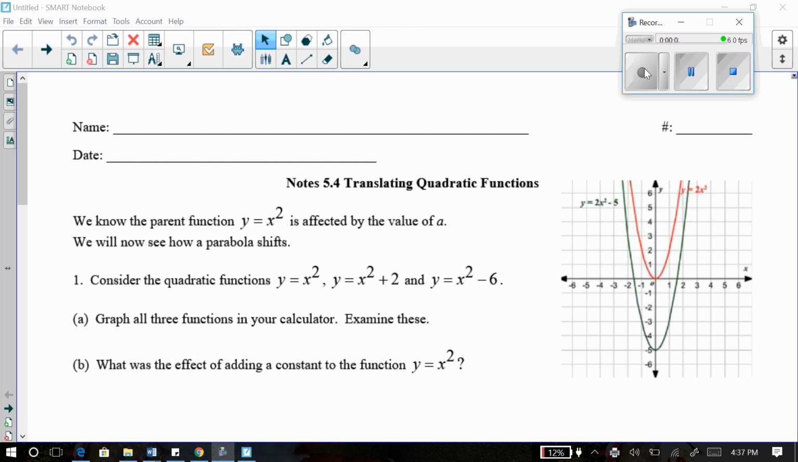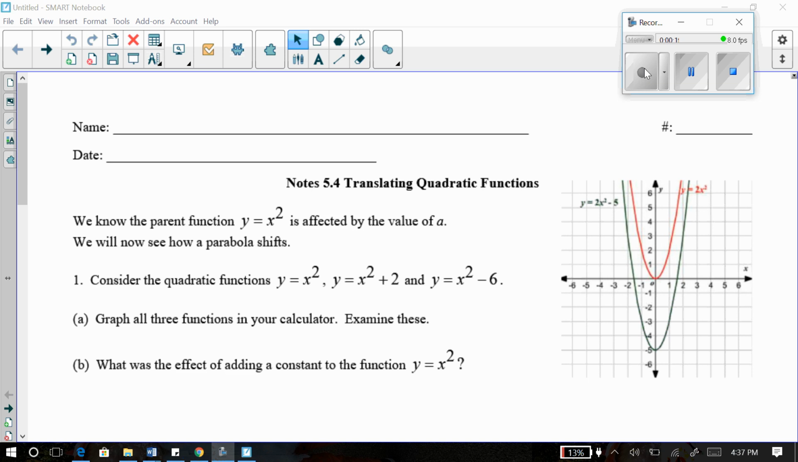Everyone, here's your first lesson as a flipped lesson while we are out of school. The next lesson we are doing is Notes 5.4. I'll try to keep it pretty basic because it's really not that hard.